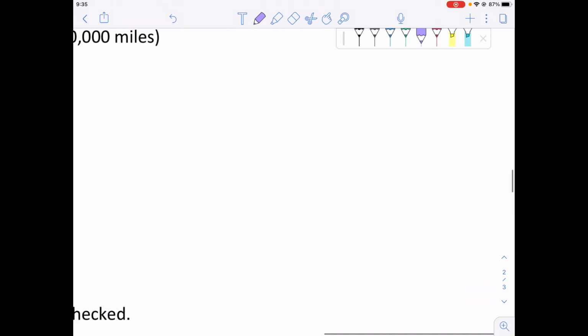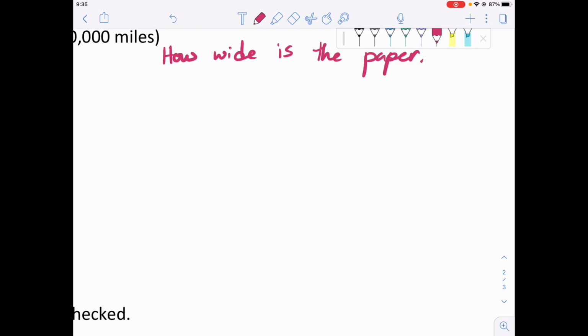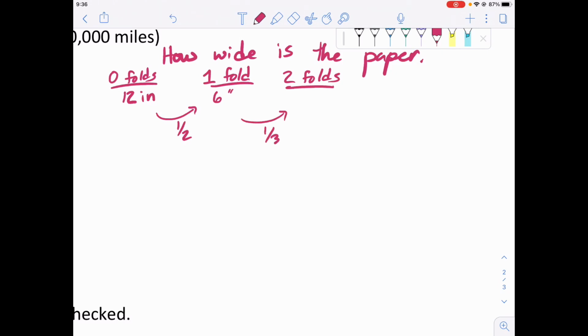So another question we may ask is, how wide is the paper? If we want to go to the moon, we need to be able to stand on it, right? Well, let's assume, we're going to round up, so we have a nicer number, that our paper is 12 inches. So 0 folds, and our paper is 12 inches long. After 1 fold, how long is our paper? Well, it gets cut in half, right? Once we fold, because we're folding it in half, so now it's 6 inches. What about 2 folds? Gets cut in half again. Now it's 3 inches, etc.